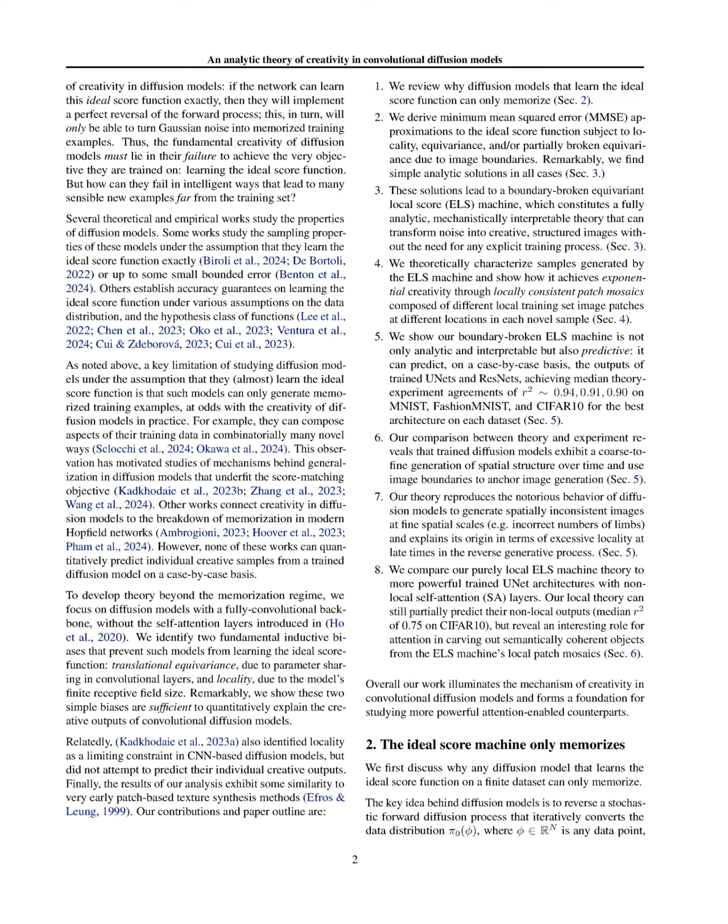In this section, we explore the creativity of convolutional diffusion models, revealing that their ability to generate novel outputs stems from their failure to perfectly learn the ideal score function, which leads to the formation of locally consistent patch mosaics from training data. We derive an interpretable theory that quantitatively predicts individual outputs, demonstrating how two inductive biases, translational equivariance and locality, contribute to this creative process.